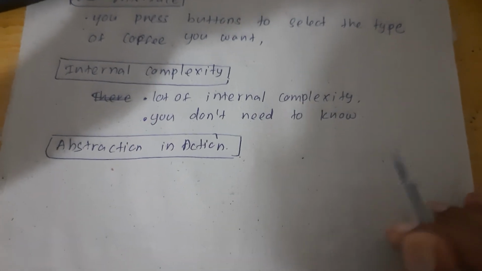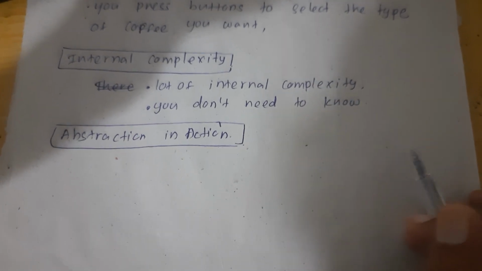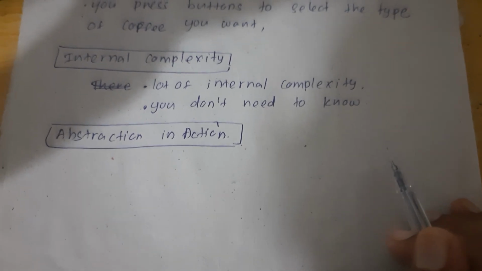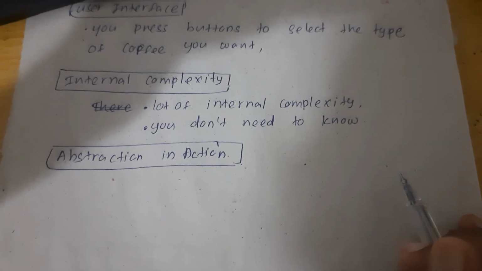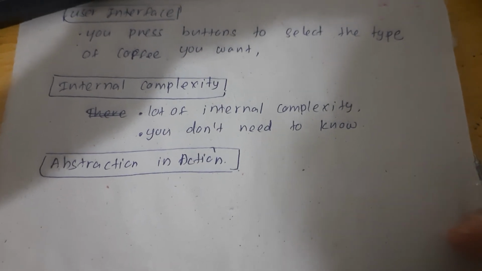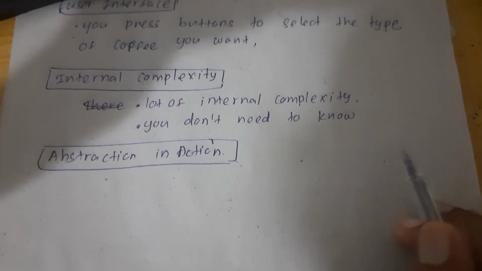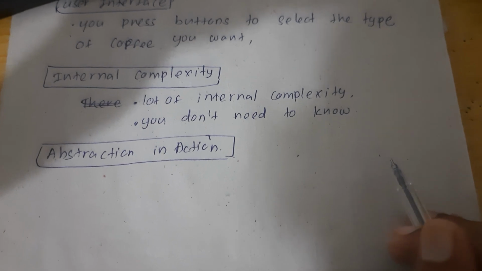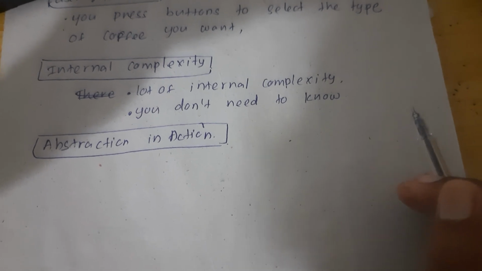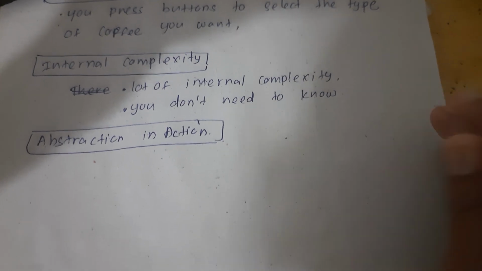Next, abstraction in action. Abstraction is at play here because the coffee machine abstracts away all the complex details of coffee brewing. It provides you with a simple, user-friendly interface to interact with. You don't need to be a coffee expert or a mechanical engineer to operate the machine. You just need to know how to use the interface and the machine handles the rest.